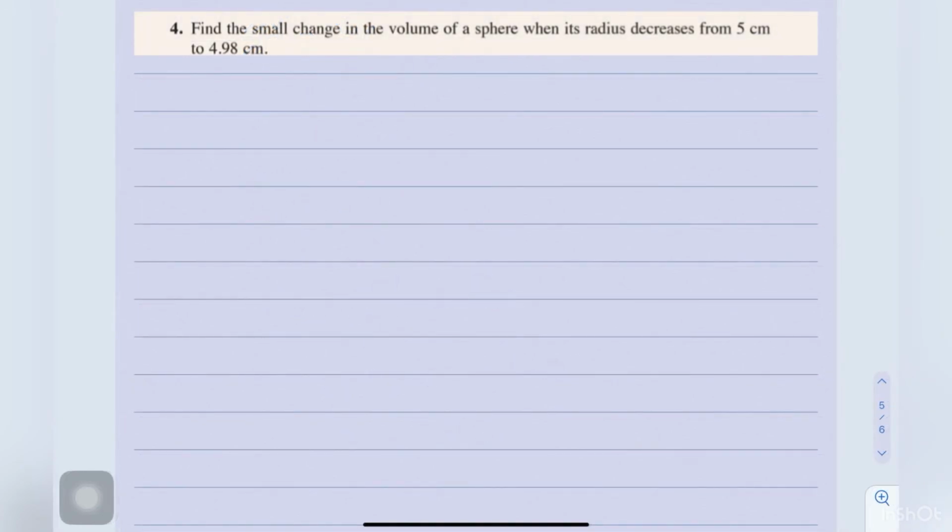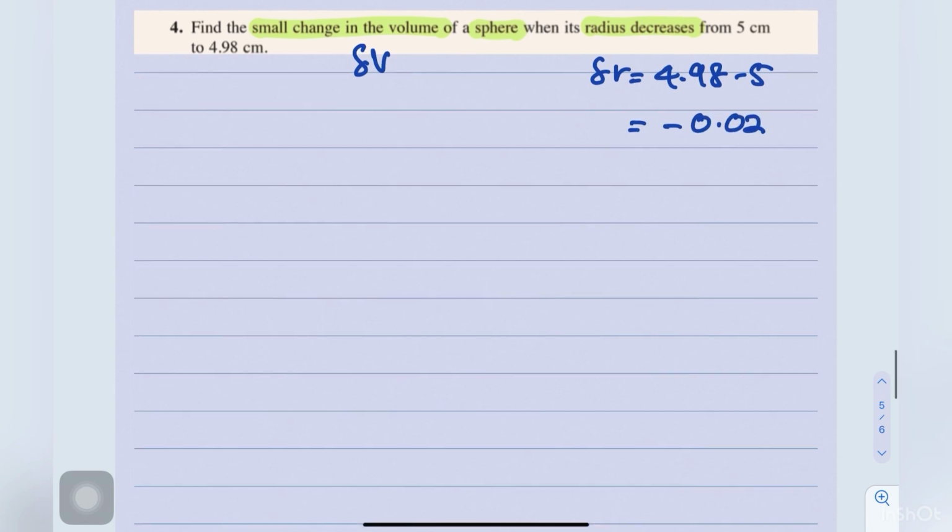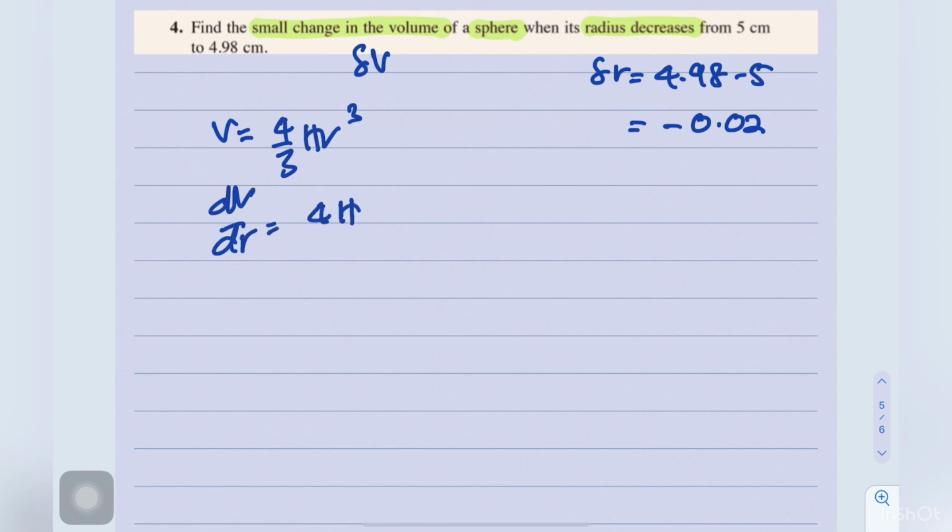The last one, question number 4. Find the small change in volume, delta V, of a sphere when the radius decreases from 5 to 4.98. So delta r equals 4.98 minus 5, which is negative 0.02. We have the volume of a sphere, the formula is 4 over 3 pi r cubed. So dV/dr is 4 pi r squared. We substitute r as the initial value 5, so 4 pi times 5 squared equals 100 pi.